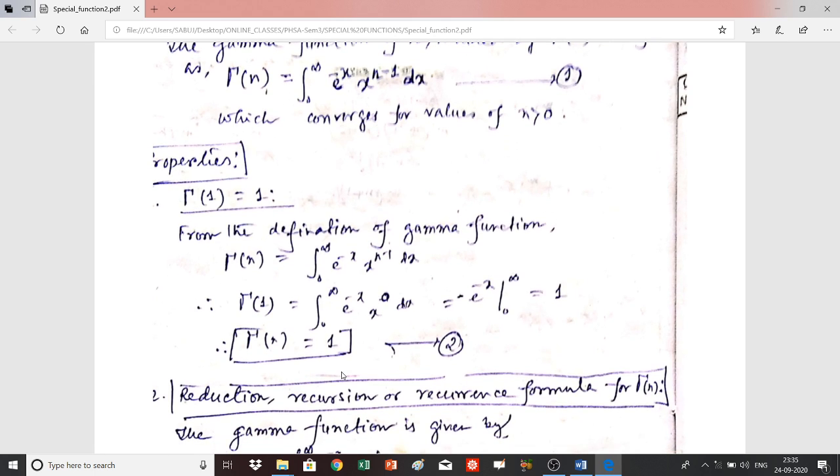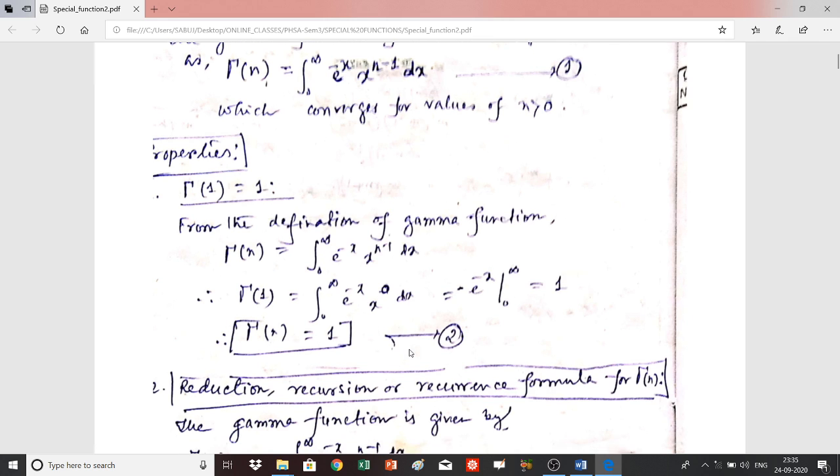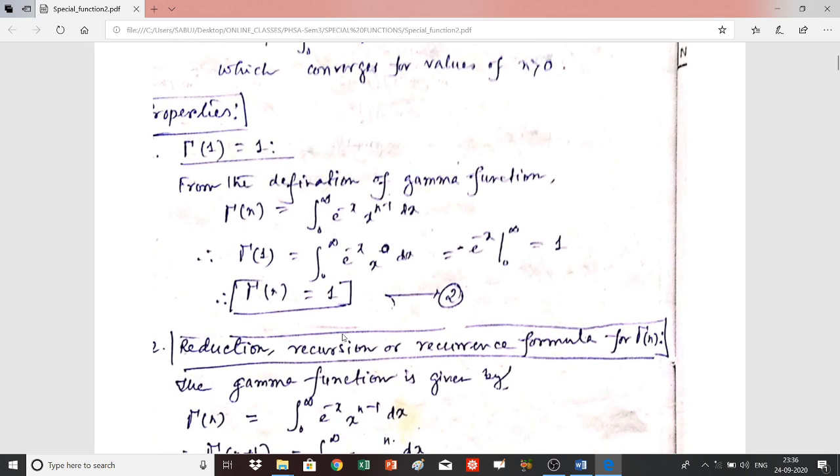In our future calculations in this lecture, we will frequently use gamma 1 is equal to 1. Not only in this calculation, but also in some calculations in physics, engineering or mathematics, gamma 1 is very important. So gamma 1 is equal to 1. This is one of the interesting properties of gamma.